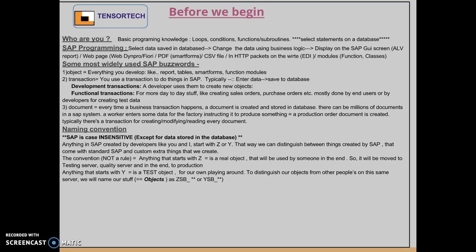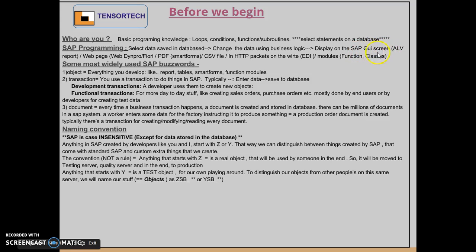Now, what is SAP programming? Well, SAP programming is done with a language called ABAP, A-B-A-P. So most of the SAP programs can be summarized like this. First, you select the data saved in SAP databases, and then you bring it to memory, change the data using some business logic, and in the end, you display it on the screen or into a file.